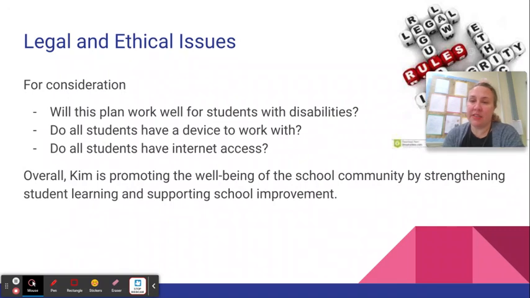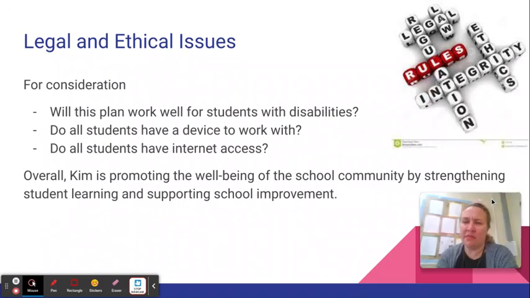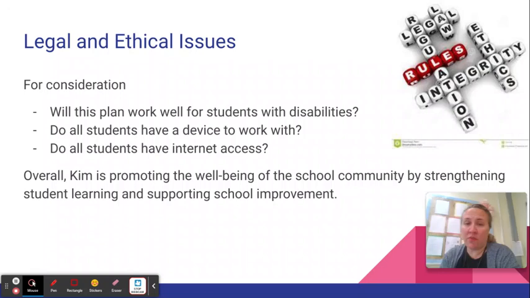Some of the things to consider that I didn't know if they were addressed. Will this plan work well for students with disabilities? The text does mention that there are a bunch of integrated classes. How is this going to help those students? Do all students have a device to work with? 65% of the student body is able to get free or reduced lunch. Do they have the devices, and do they have internet access at home? With the assumption that most will. However, she still needs to address that for extreme situations.